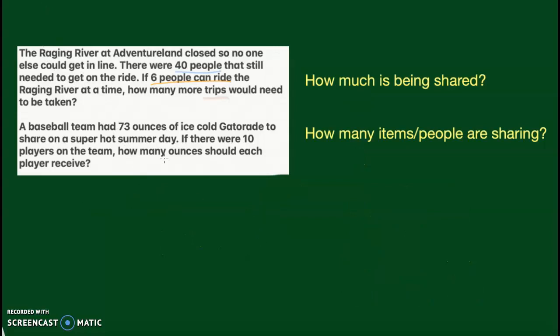Our second problem states, a baseball team had 73 ounces of ice-cold Gatorade to share on a super hot summer day. If there were 10 players on the team, how many ounces should each player receive?